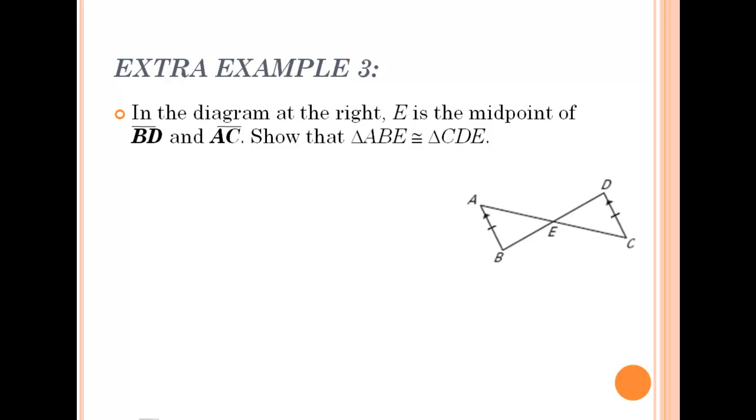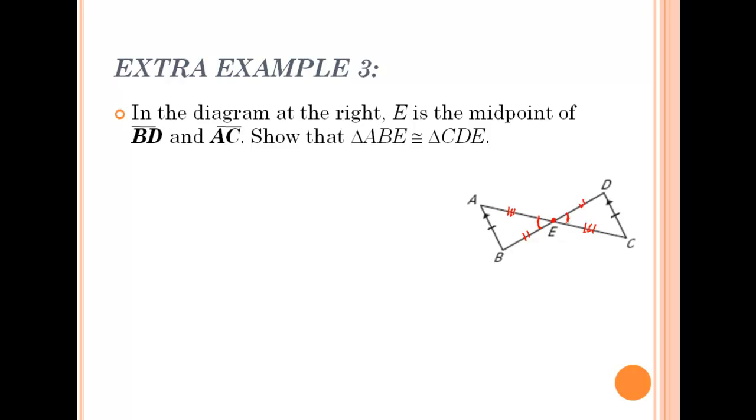Okay, welcome back. It says in the diagram at the right, E is the midpoint of BD and AC. So if this is the midpoint, we know that this and this are the same, and these two are also the same. So we've got all three sides the same. Well, these two are vertical angles, so don't we know that those two angles are the same?